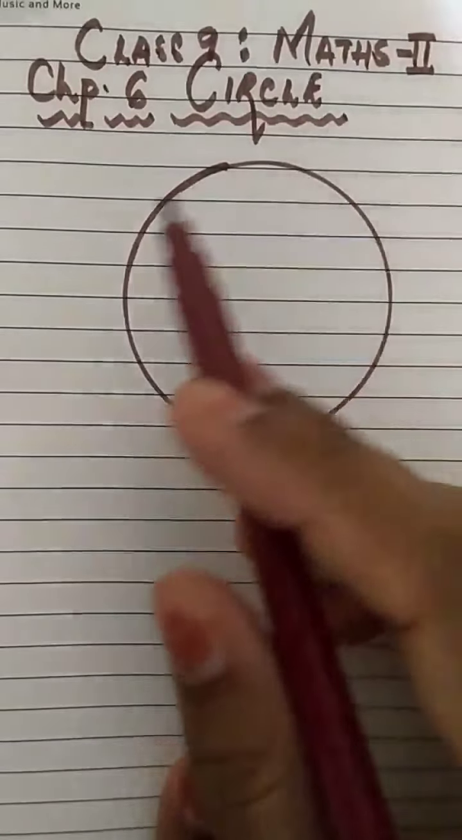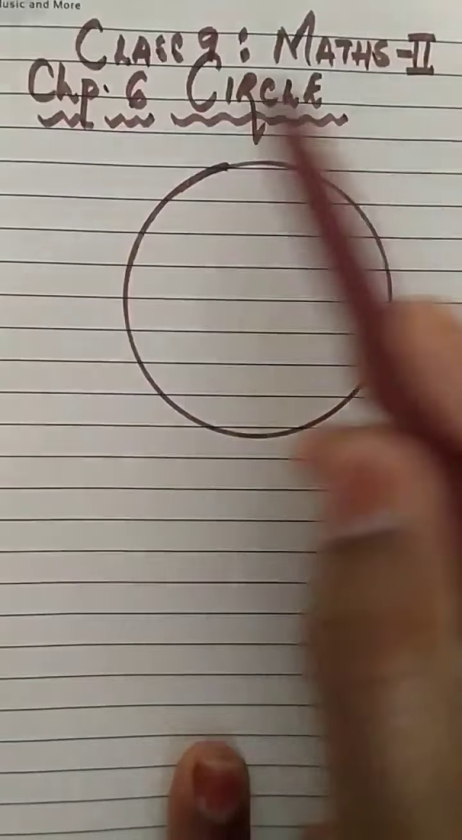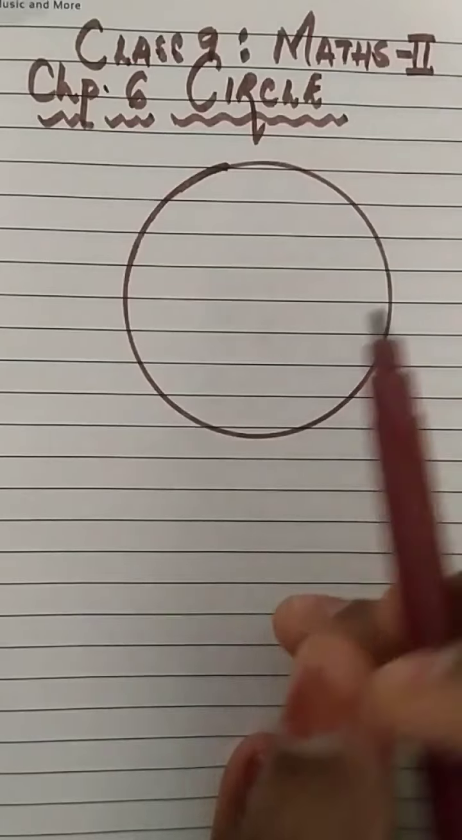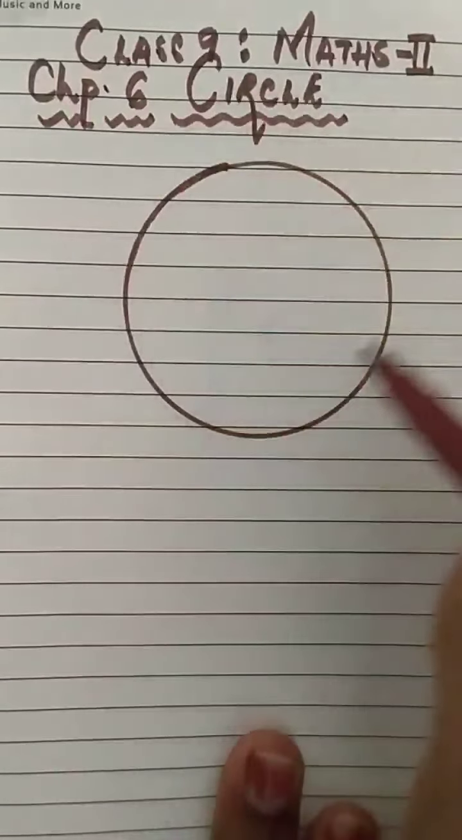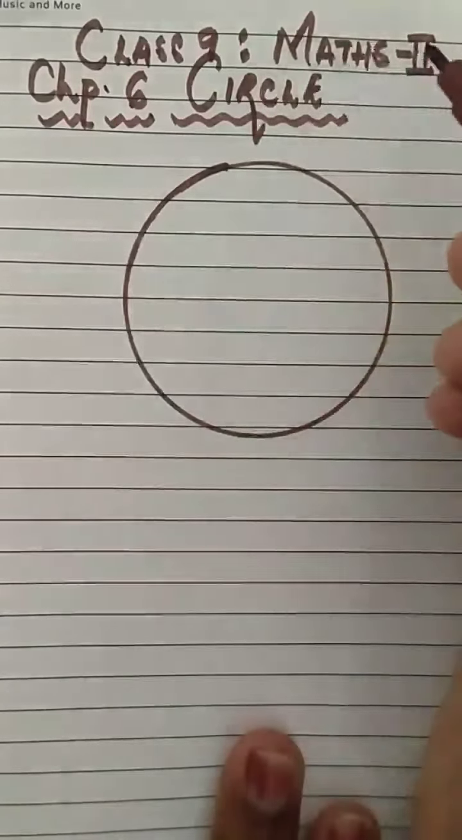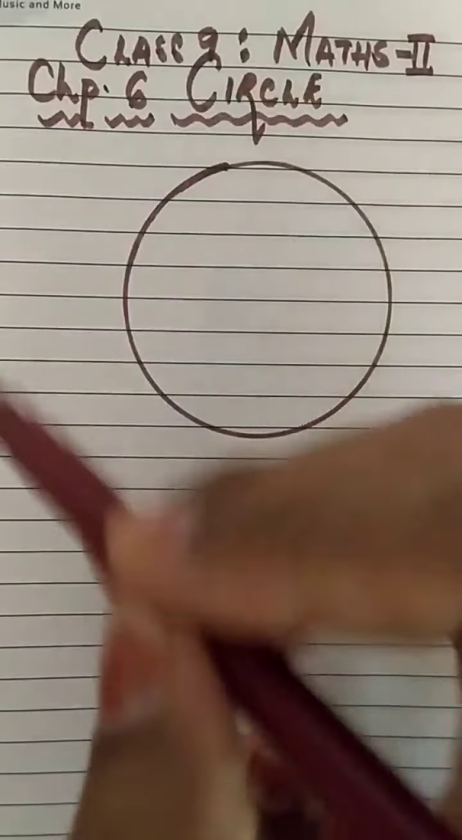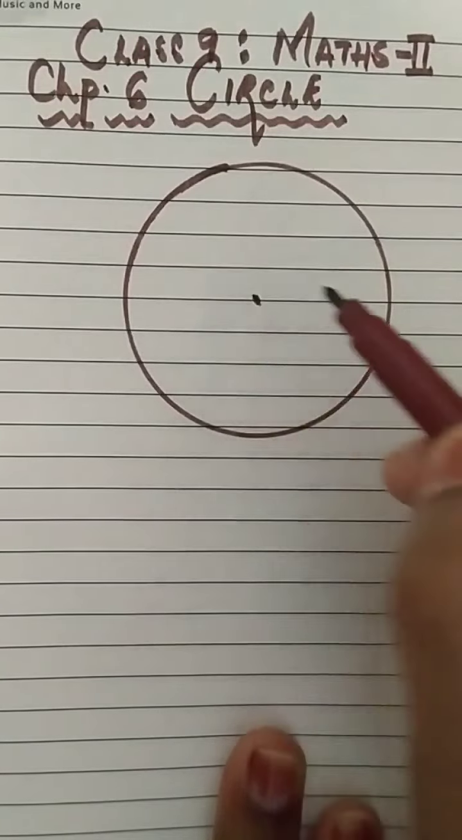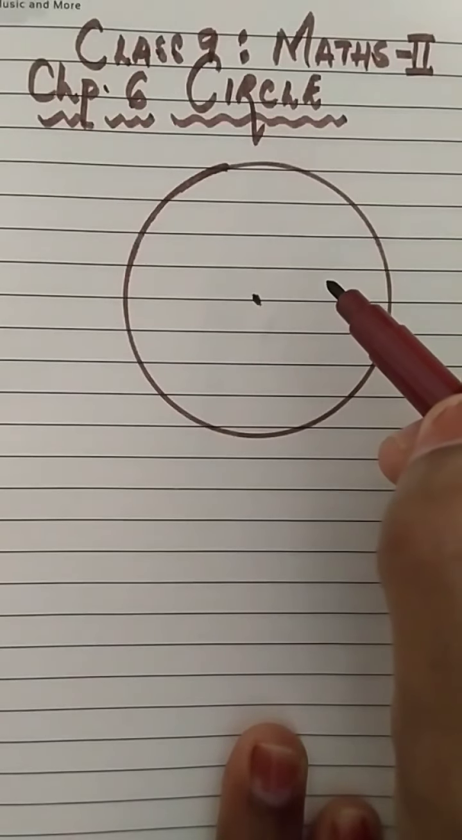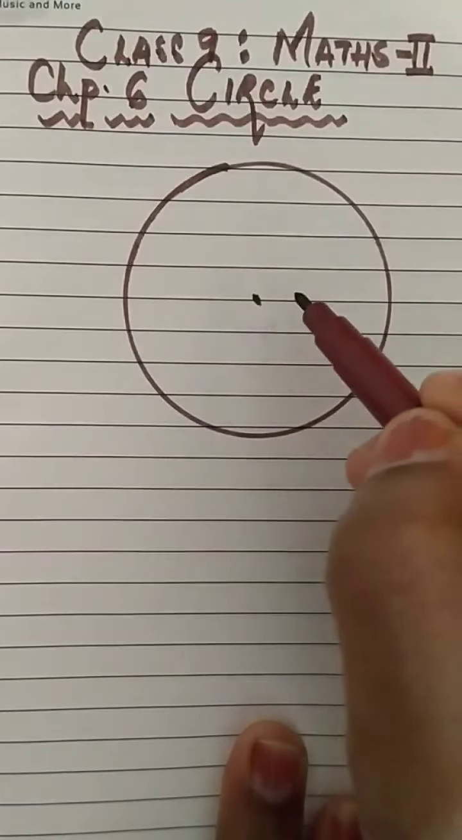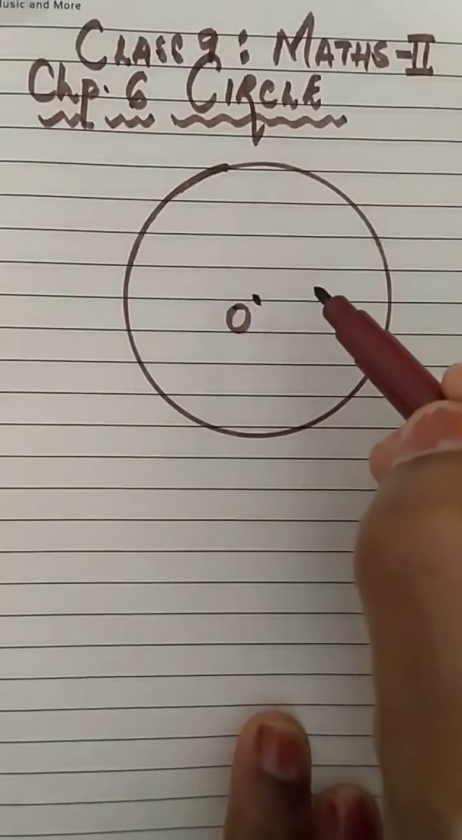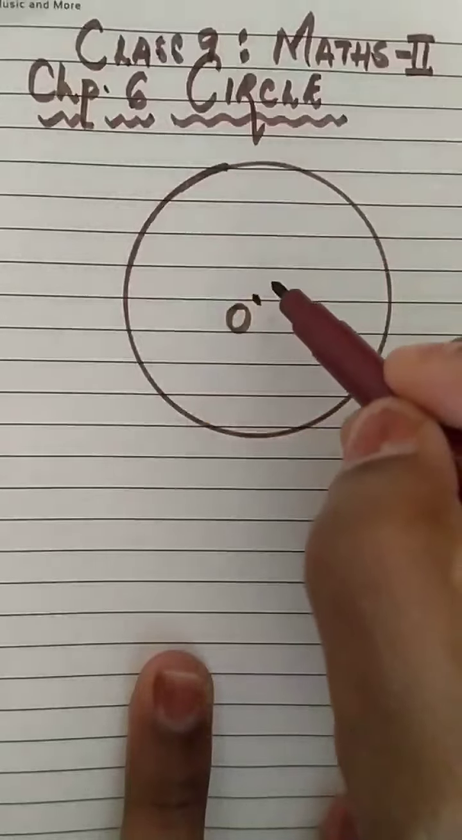So let us just recap our information about a circle. I have drawn a very cute circle here. And before you draw a circle, you fix its center. Normally in maximum cases, we give the center name as O. Point O is the center of the circle.